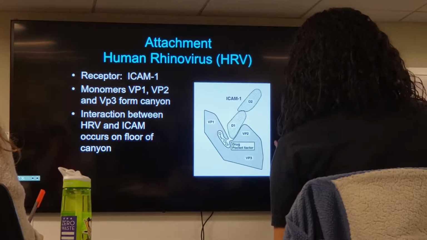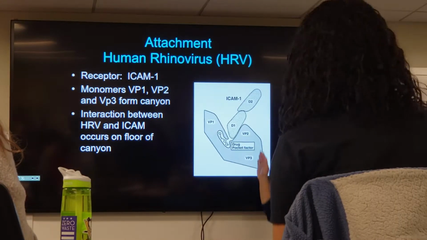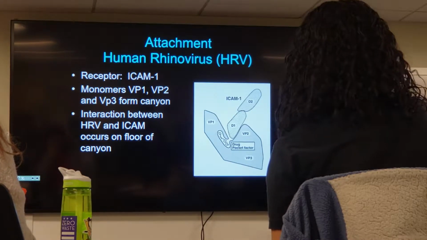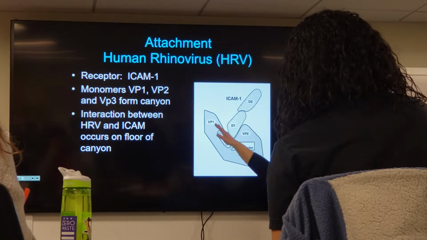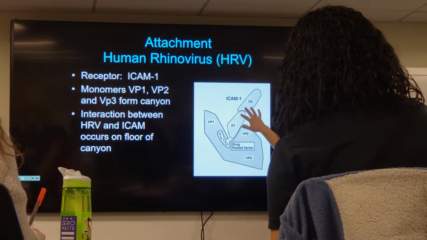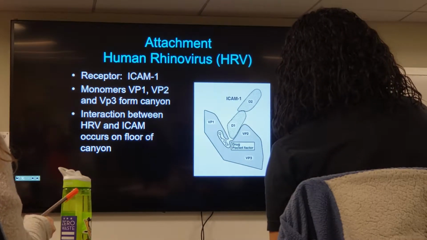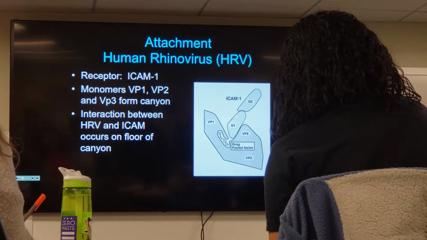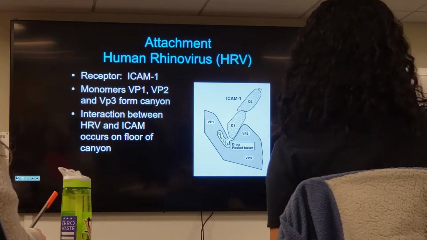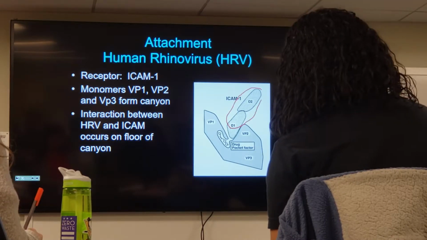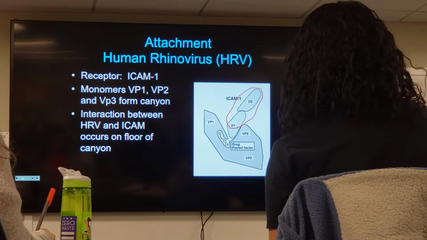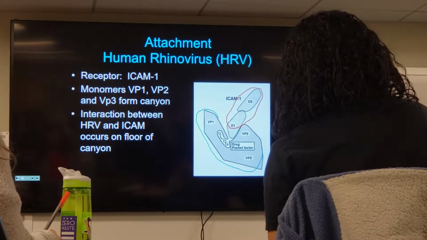Rhinovirus has a really interesting conformation where the proteins of the capsid come together to form this V-shaped structure, this canyon-shaped structure. The receptor here, on the host cell, is called ICAM. This is a cell adhesion molecule, typical of those cellular receptors that we see. This red part would be indicative of being on the host cell. The blue part here, this is all virus.